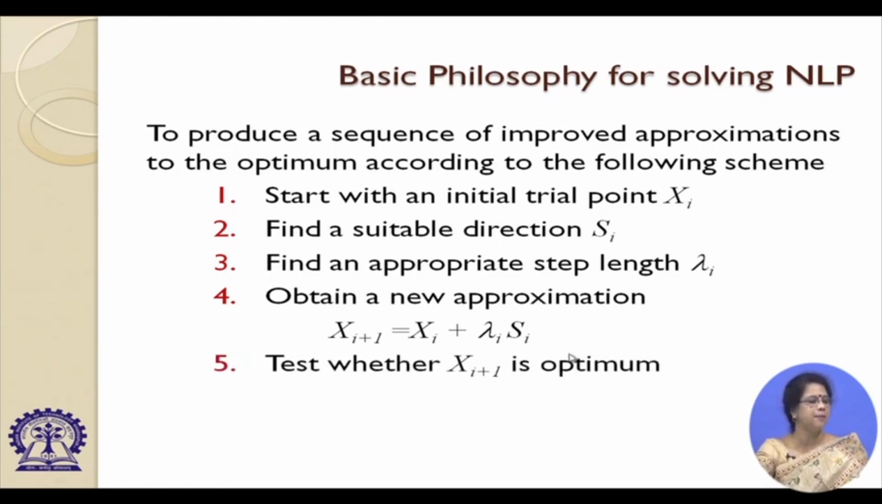In that way, sometimes I will get the optimal solution, but again the question comes. One by one the questions will come: how to select the initial trial point. If the initial trial point is far from the optimal solution, then the number of iterations will be more.